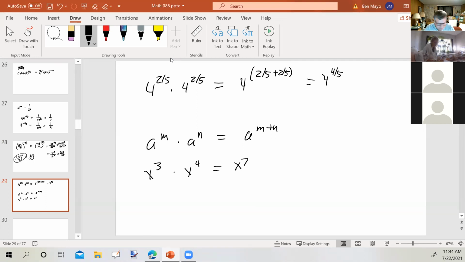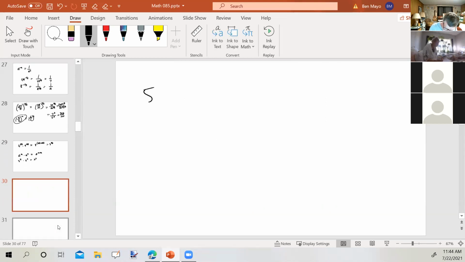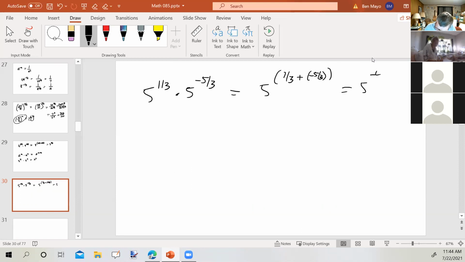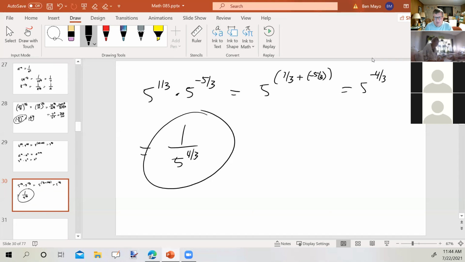Any questions on that? Okay, how about this one? 5 to the 1/3 power times 5 to the negative 5/3 power. That's going to be 5 to the 1/3 plus negative 5/3, which would be 5 to the negative 4/3 power, which would be 1 over 5 to the positive 4/3 power.